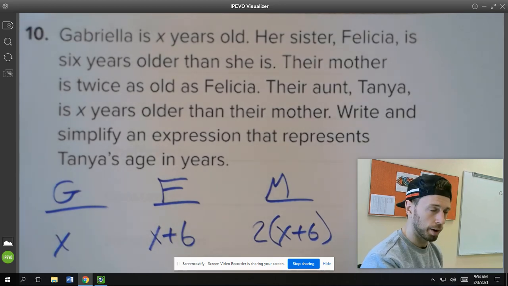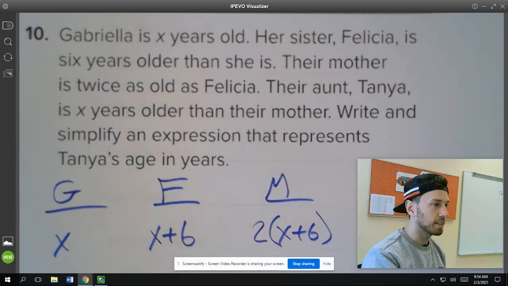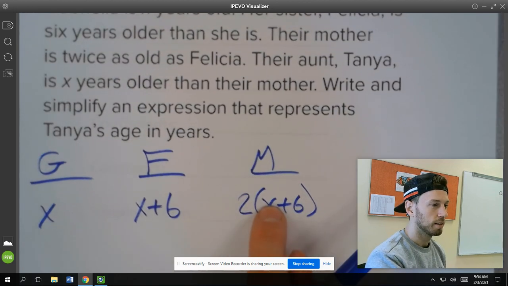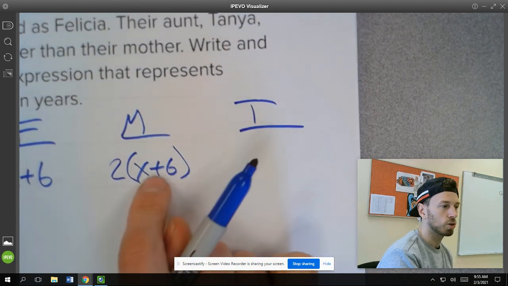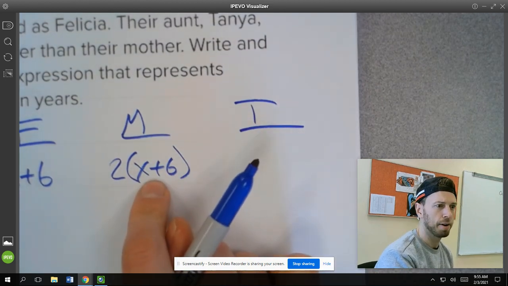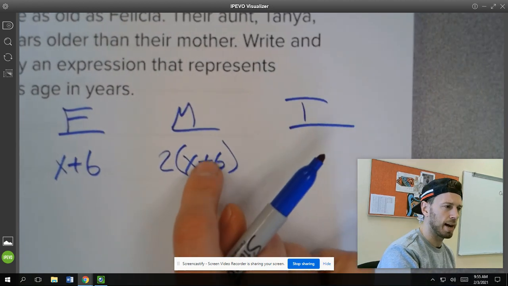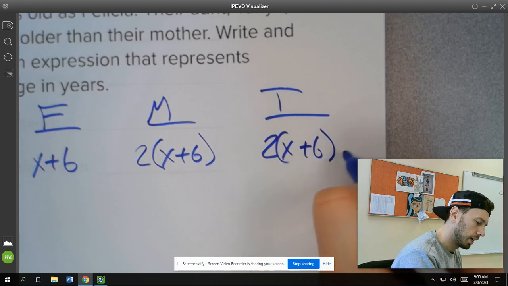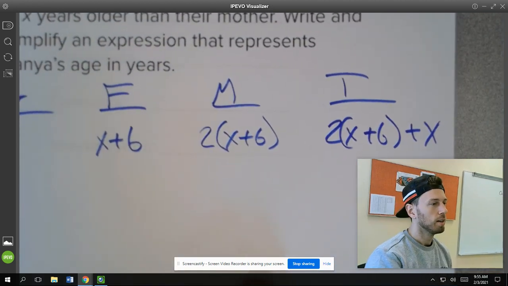Their aunt, there's another one, by the way. Their aunt Tanya is x years older than their mother. So here's how old the mother is, and Tanya is x years older than that. So we need to add another x to it. How do you add an x to this? Well, 2 times (x plus 6) plus another x is their Aunt Tanya's age.